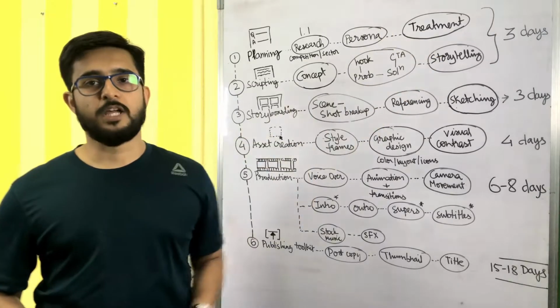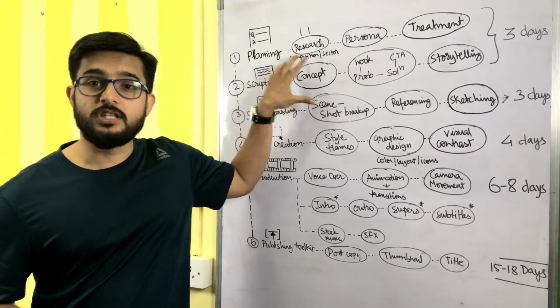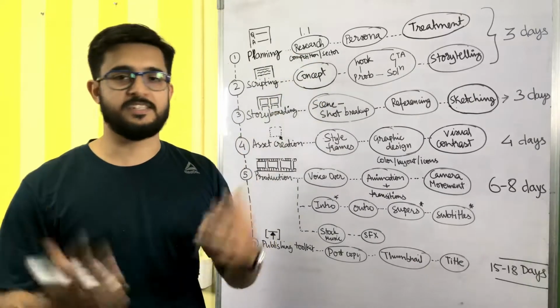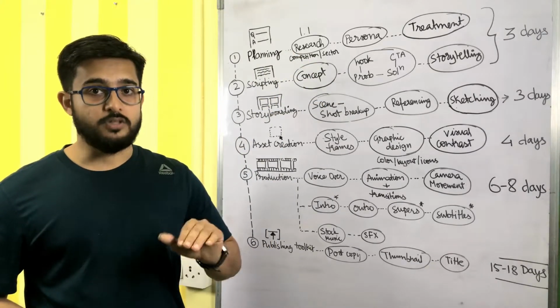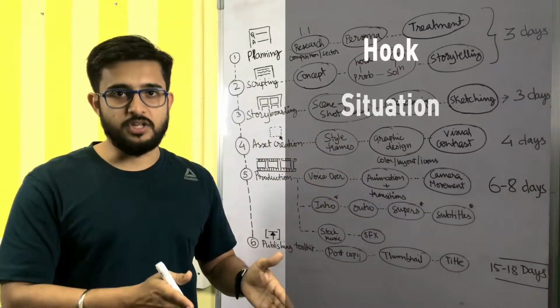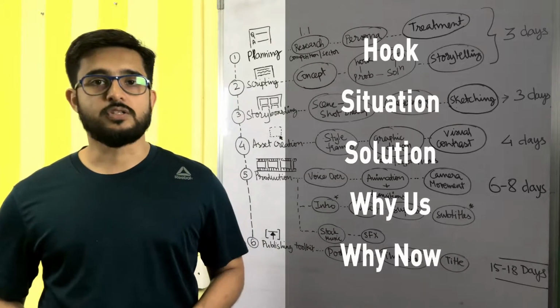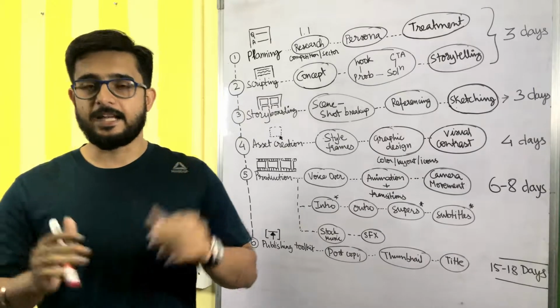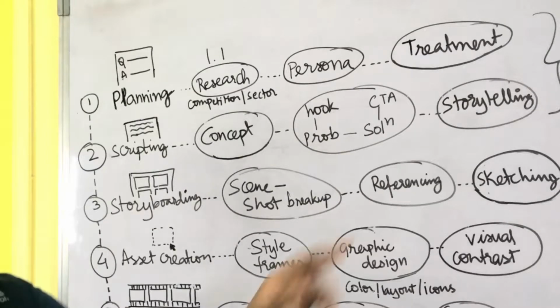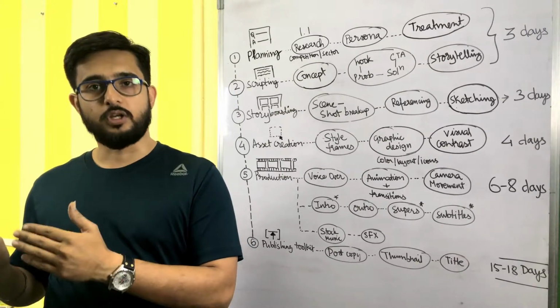When this is approved, we start step 2, which is the scripting process. The first task here is to find the core theme and telling it in an interesting way. So once we lock down the concept, we start scripting it in a template: hook, situation, solution, bias, why now. Using this structure ensures that the film remains engaging and actionable. The writer takes about 2 to 3 days to craft the first draft. Once approved, we give this to a voice artist to record the VO.